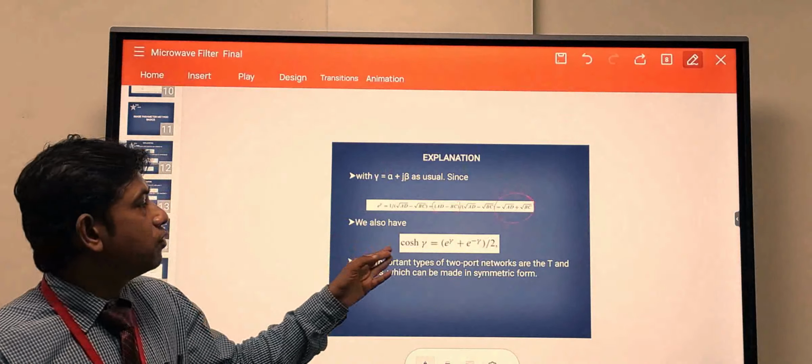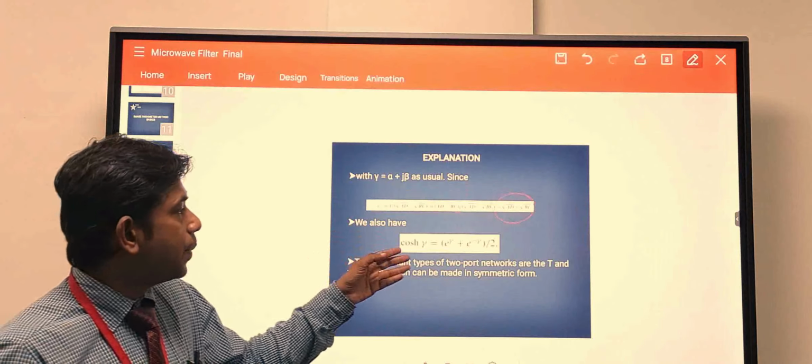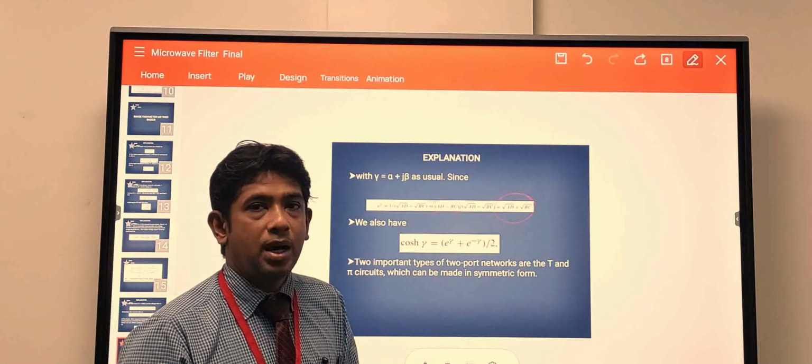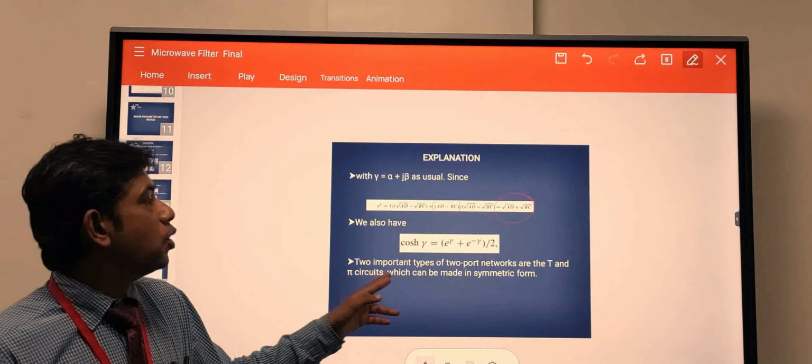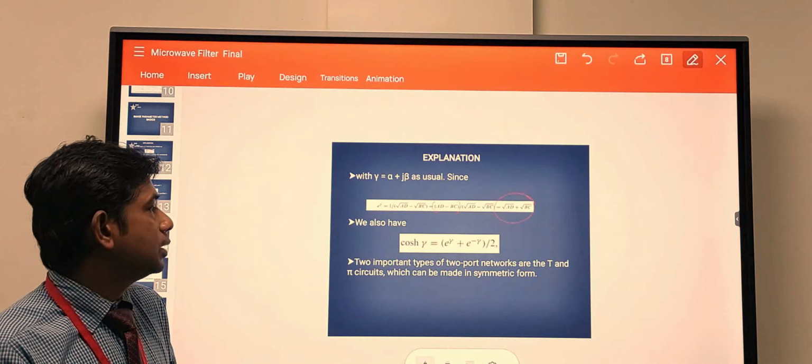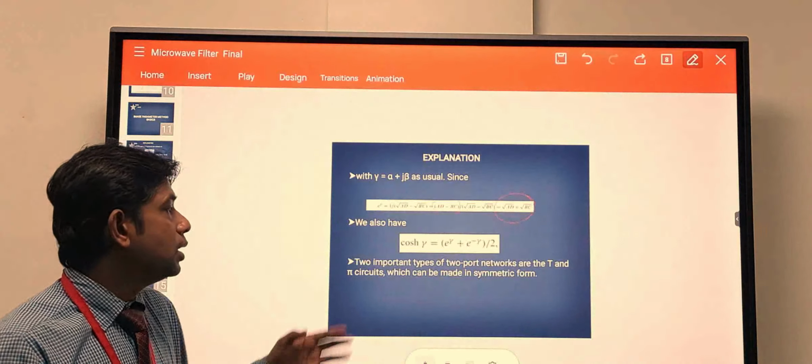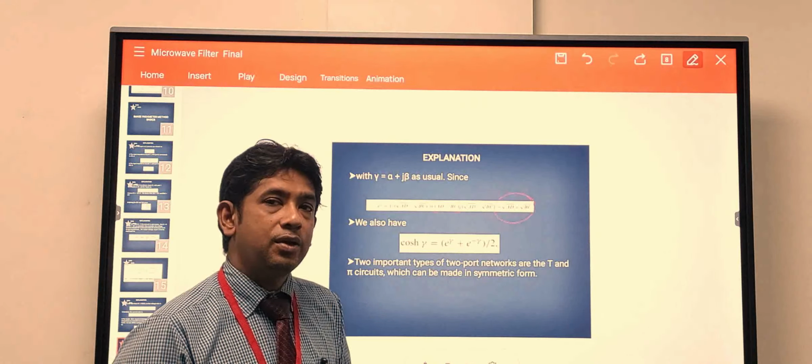We also have cosh of gamma is equal to e to the power gamma plus e to the power minus gamma, whole divided by 2. Two important types of two-port networks are the T and pi circuits, which can be made in symmetric form.